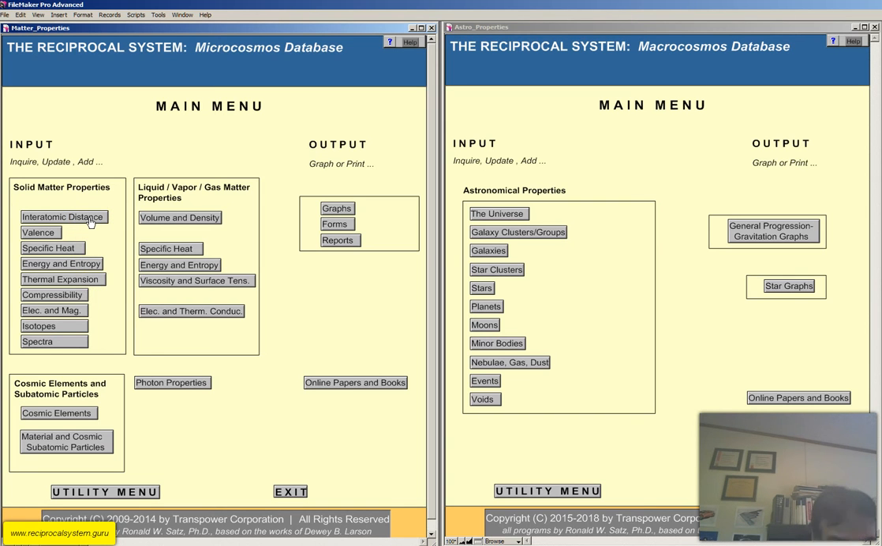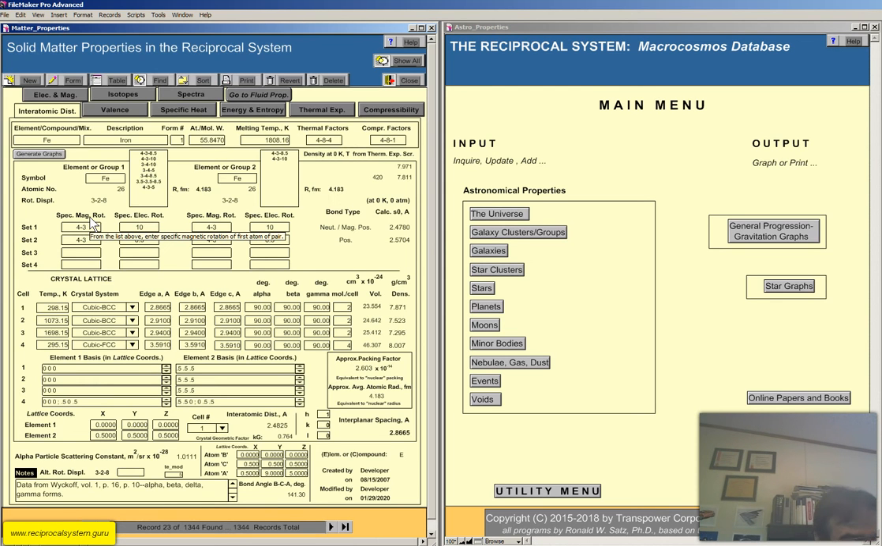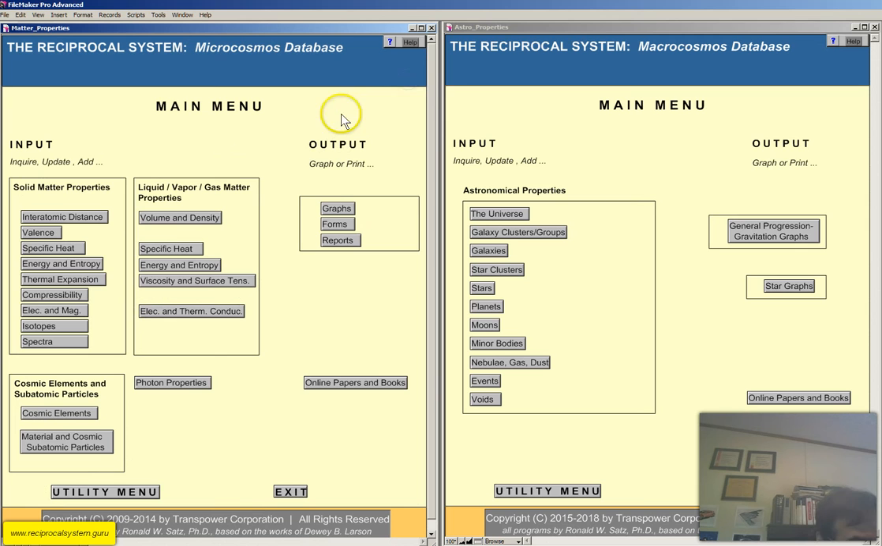Just to check what element or compound we're working with, it's best to go in interatomic distance because that comes up quickly. So here it is. This is iron. That's the one that I want to work with today. So I'm going to close that, and I'm going to press on compressibility. So it takes a little bit to load.